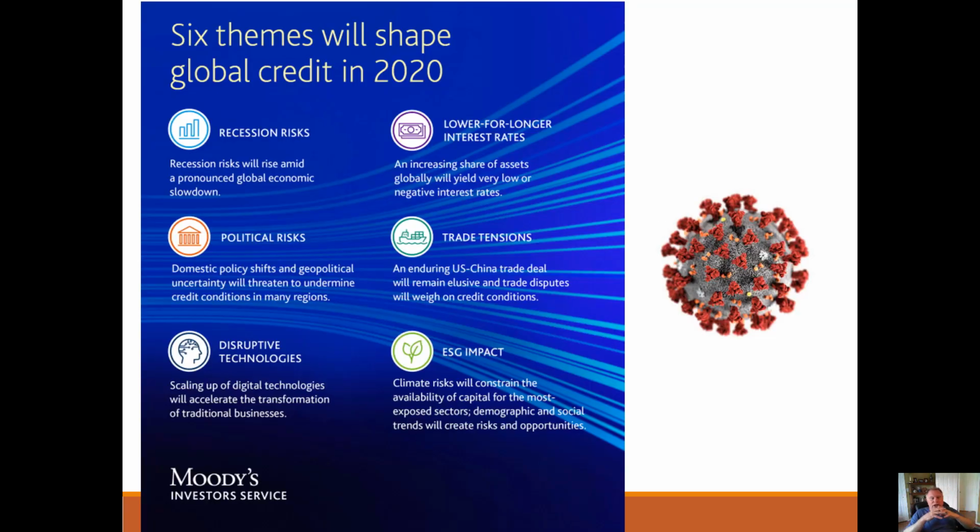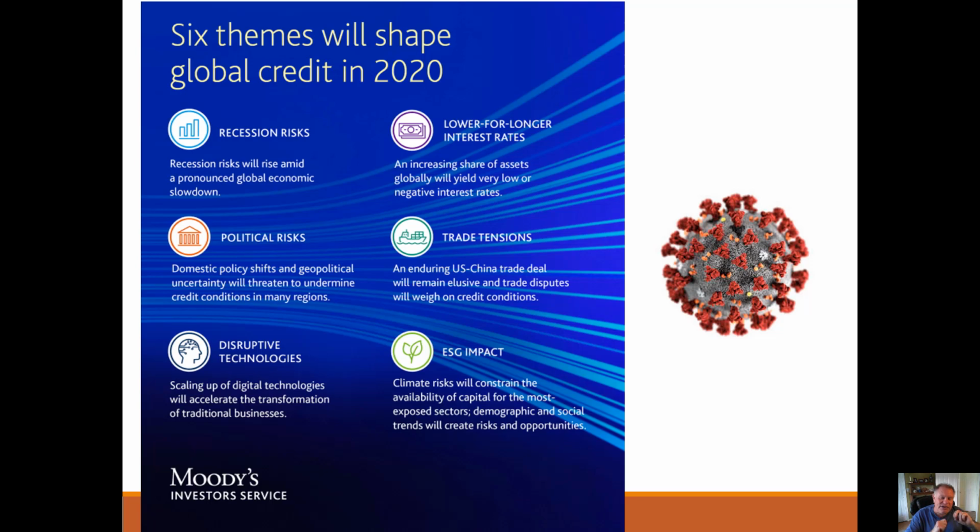Six things are going to shape the global credit in 2020. The blue was what it started the year out. Recession risks. We already knew as we started the year that there's going to be a recession risk and a pronounced global economic slowdown. This little thing out here called COVID-19 is what is making this a greater risk. Lower for longer interest rates? Yes. COVID influences that, and we'll keep that.